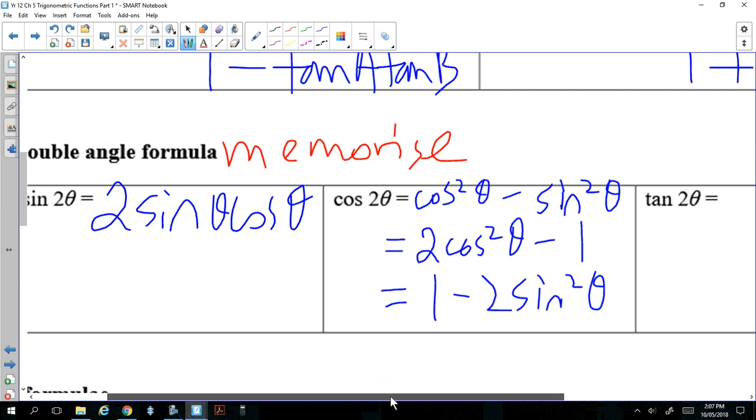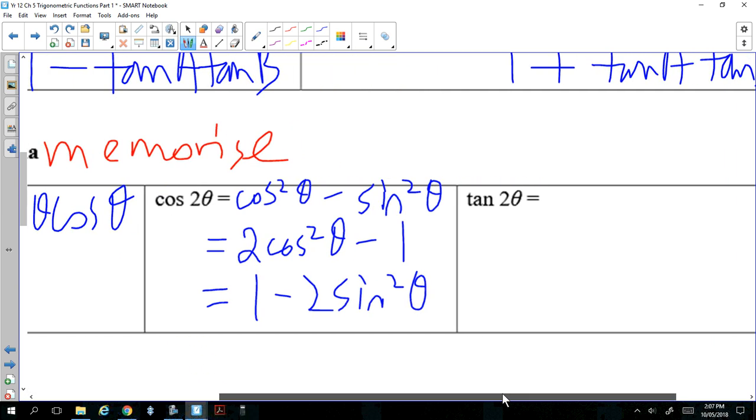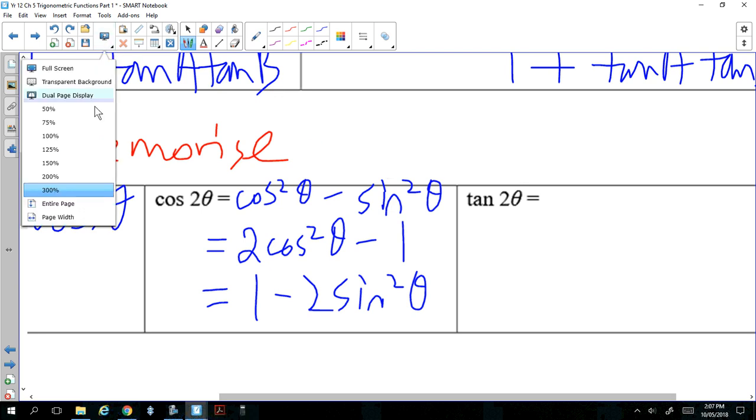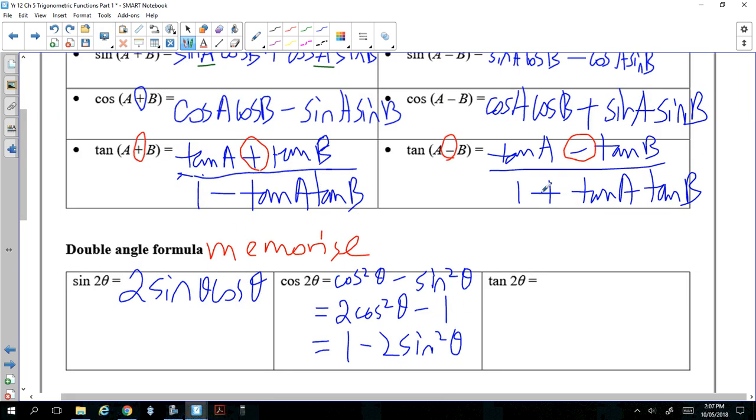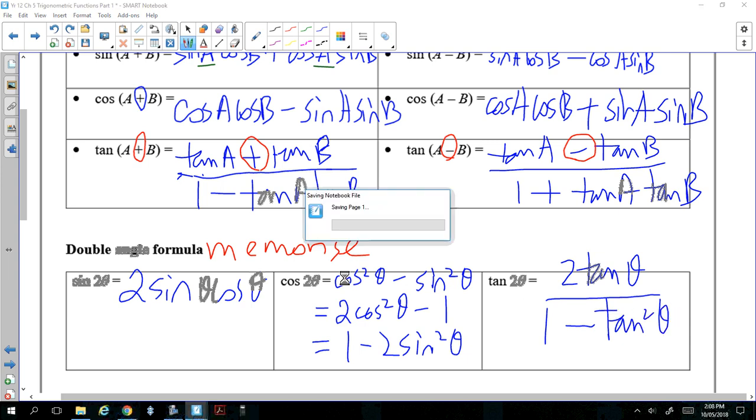Alright, next one. Tan 2 theta is very similar to this. You just add them together, you get 2 tan theta. See the 2 tan on the top, you add them together, over 1 minus, when you multiply them together, tan theta times tan theta, you get tan square theta. Okay, done. These are the formulas, but unfortunately they're not on the formula sheet. I presume that you can just derive them in the exam, but it's better to memorize them.